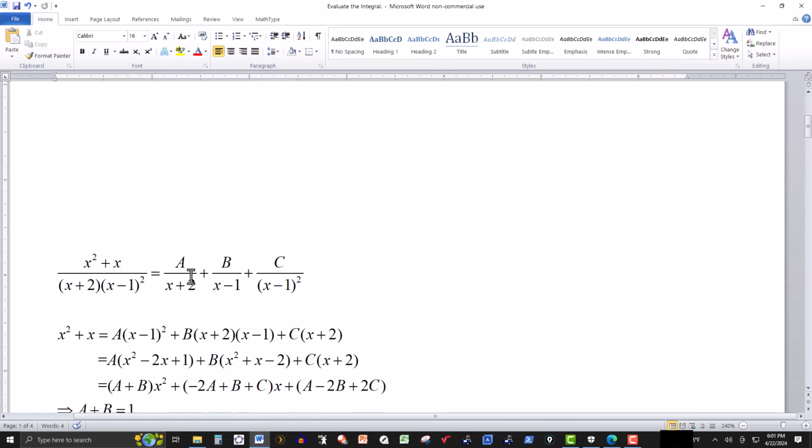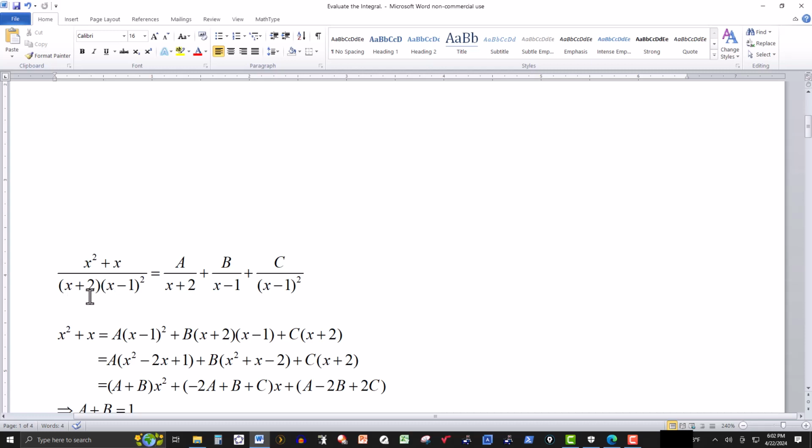We want to decompose this using partial fraction decomposition. First we have to check to make sure that we have the appropriate conditions. The degree of the numerator is less than the degree of the denominator. The numerator is degree 2, and because of this product here, the denominator is degree 3. There are no common factors, so it's in lowest terms.